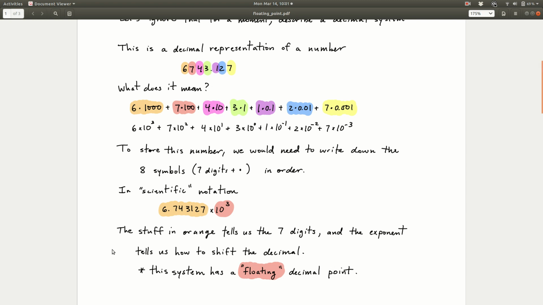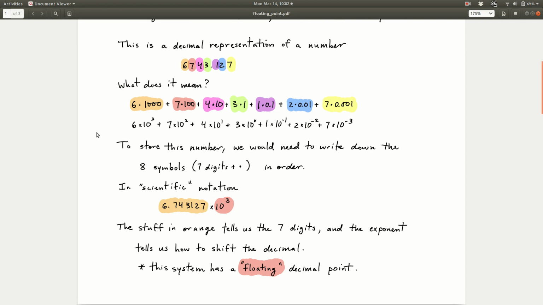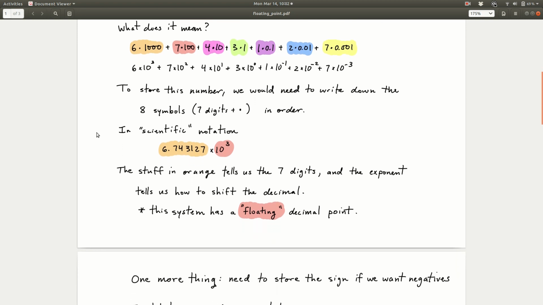So the stuff in orange tells us the 7 digits. And like I said, the exponent, this 3, tells us how to shift the decimal. Because we're talking about shifting this decimal around, this is why it's called a floating point number system. So scientific notation is one floating point number system. We just store the digits, and then we plug in the point where it's supposed to be in order to give the original number 6,743.127. So that's why it's called a floating point.